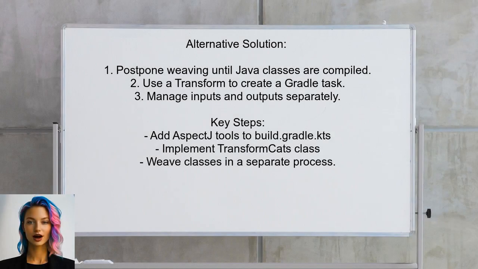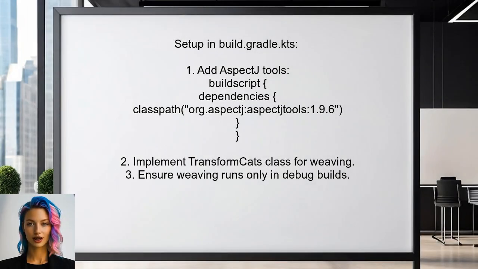This user suggests a detailed approach for integrating AspectJ with Kotlin in Android. They explain that Kotlin and Java are compiled separately, which complicates weaving. To solve this, they recommend postponing the weaving process until after Java classes are compiled. This can be achieved by wrapping the weaving in a transform, creating a Gradle task that manages its own inputs and outputs. They also provide specific code snippets for setting up the build.gradle.kts file, including dependencies for AspectJ tools and runtime. The user emphasizes that this method avoids polluting compile task files and maintains incremental builds.